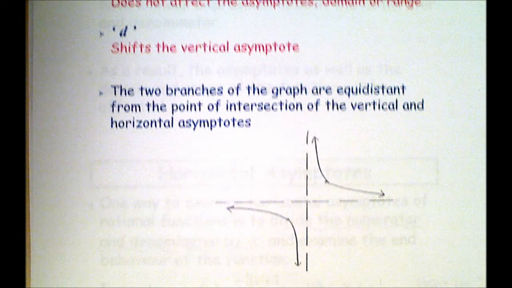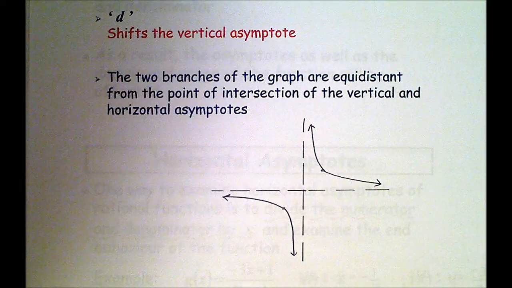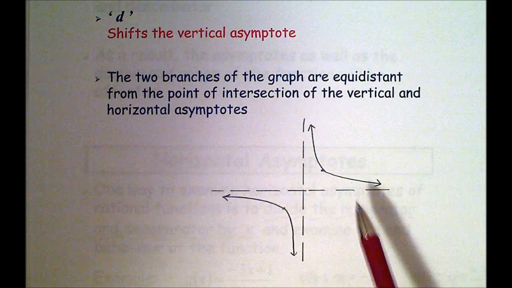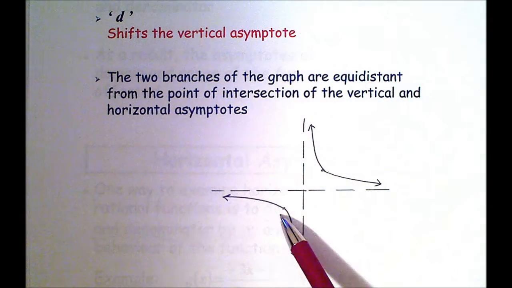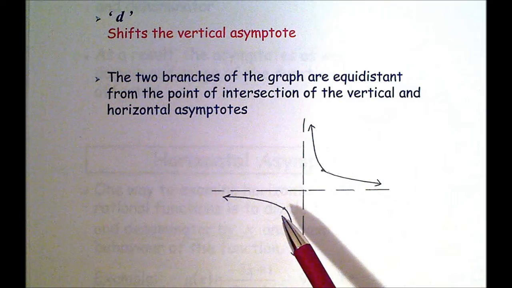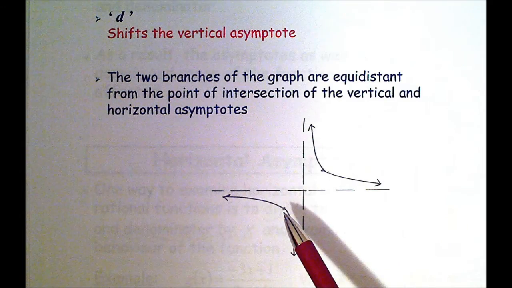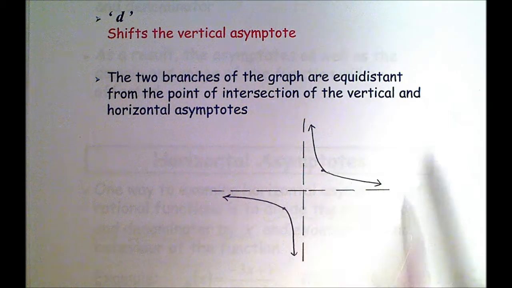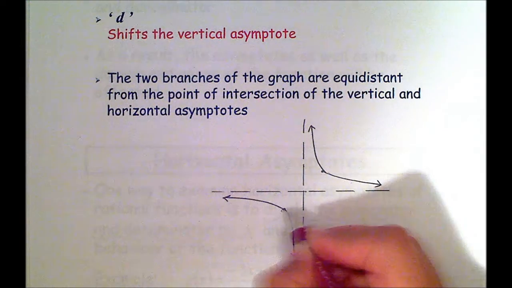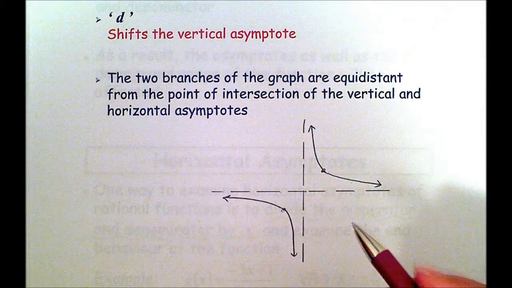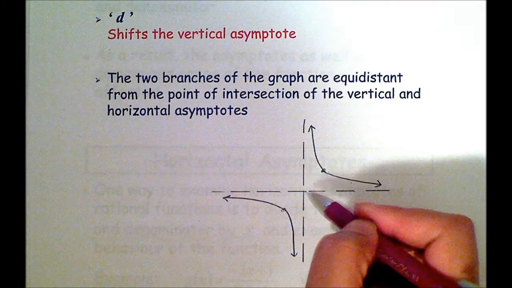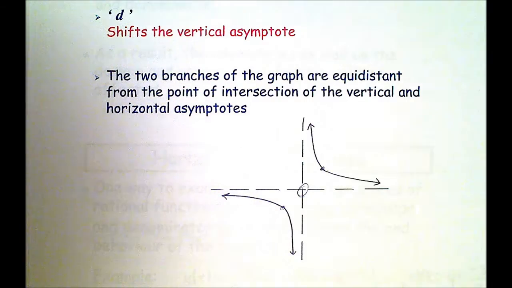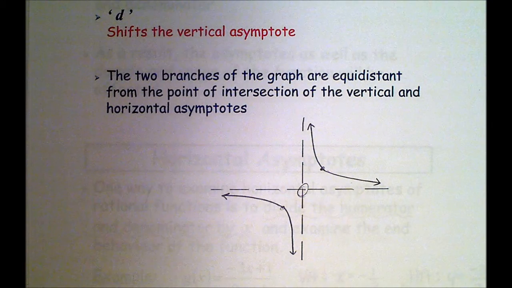Okay, and the last little bit that talks about the properties of rational functions is that the two branches of the graph, so this branch here and the branch on the left here, are actually equidistant from the point of intersection of the vertical and horizontal asymptotes. So here I've drawn the vertical and horizontal asymptotes, and the points that you have on one end are an equal distance away from this point here where the vertical and horizontal asymptotes intersect. Okay, and that's it.